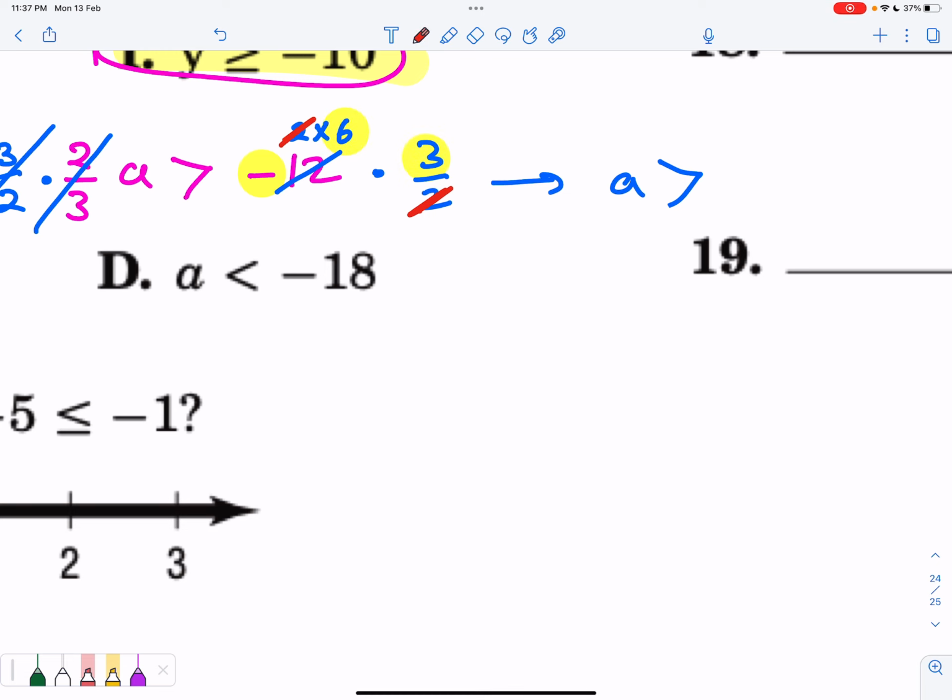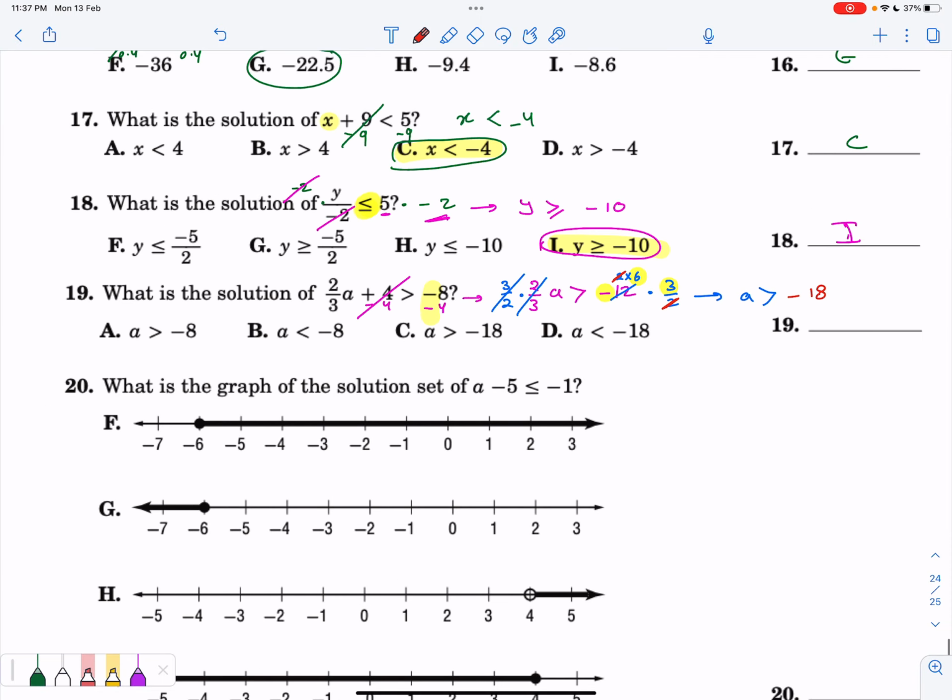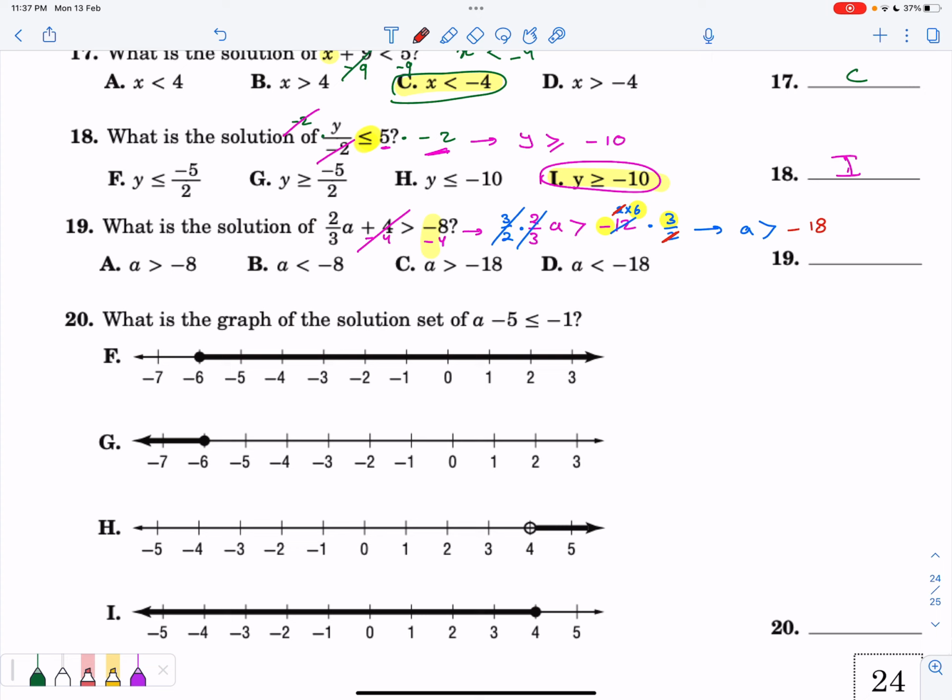Okay, the sign, I will write it. 6 times 3 is 18. So the correct answer is a greater than negative 18. So where is that? It's going to be answer C, right?